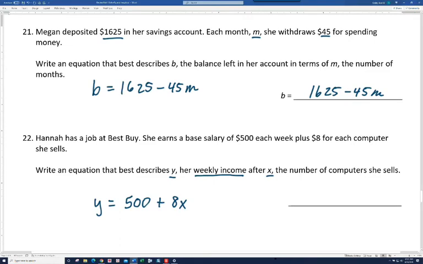So, for example, if she sold 10, if X were 10, then she would earn for that week $500 plus 8 times 10. So that would be $580. So the more computers she sells, the more she's going to make. And so you do need the X there. Sometimes people will just put plus 8. So your equation is Y is equal to 500 plus 8X. All right, we've got 2 more to go here.